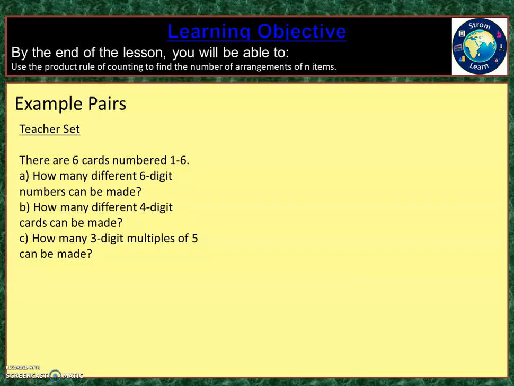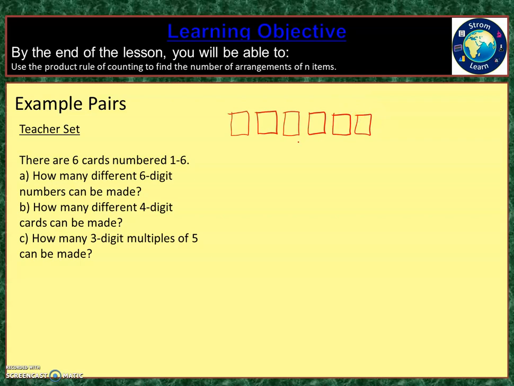So let's have a look at this example. There are 6 cards numbered 1 to 6. How many different 6-digit numbers can be made? So let's actually use a little diagram. Let's look at 6 cards. And let's consider what we can do.